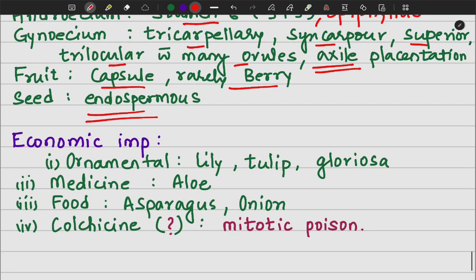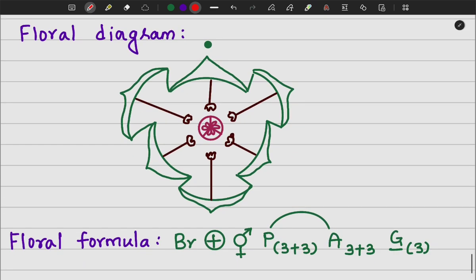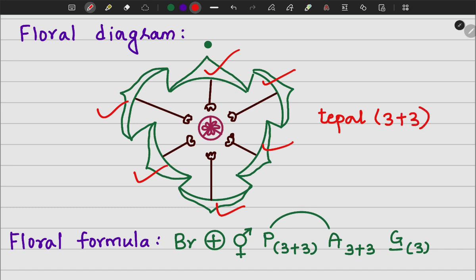Now before learning about the economic importance, let us see the floral diagram and floral formula for this family. So here in this floral diagram we can see the outer whorl, which is the perianth. The perianth has 6 tepals, 1, 2, 3, 4, 5 and 6, right? And these tepals are in the form of 3 plus 3 arrangement.